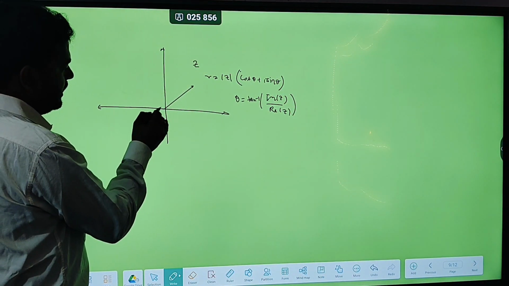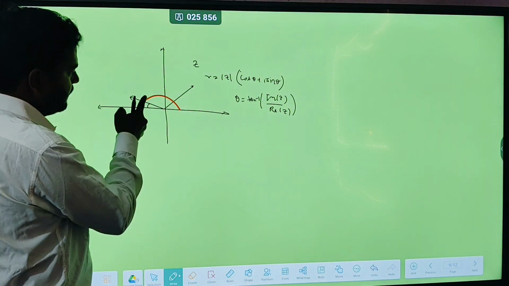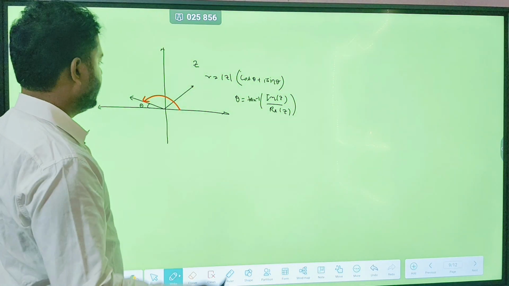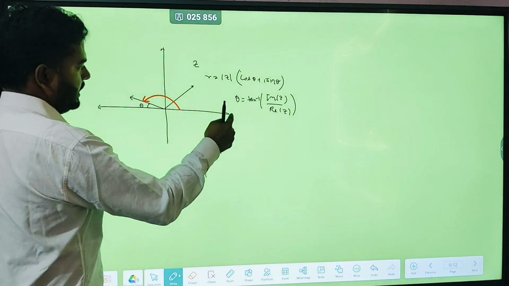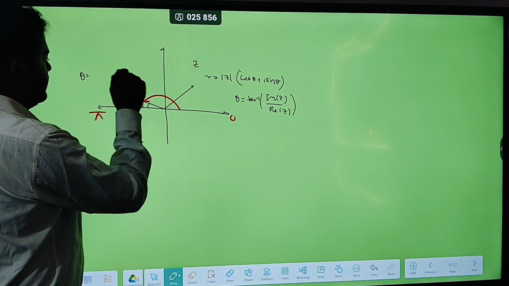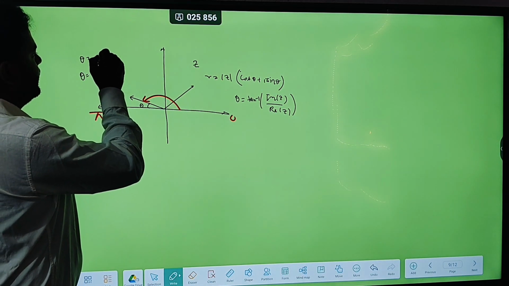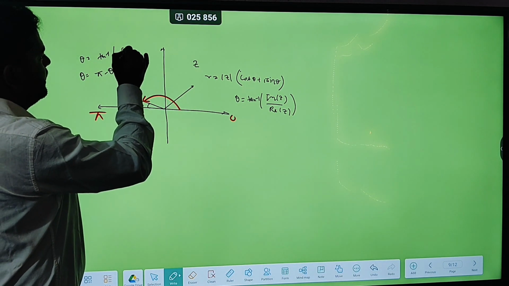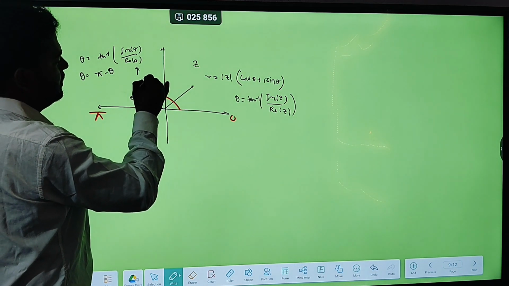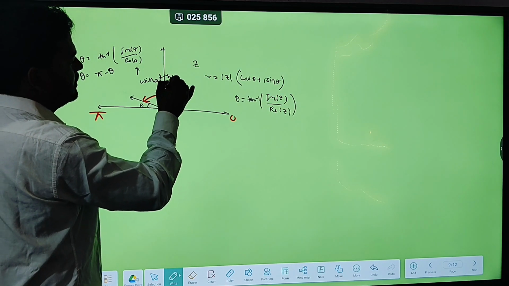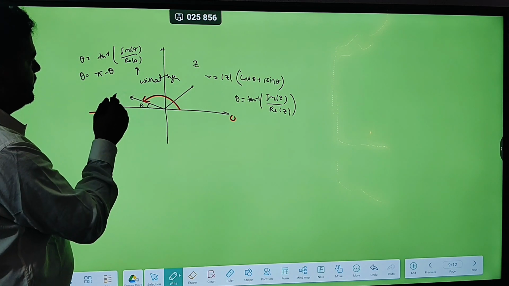But for the second quadrant, this will be theta, but our argument will be this actually. That's our argument, right? Here we have 0 and here we have pi, so it's pi minus theta, where theta is just tan inverse of the imaginary part of z by the real part of z, without sign, don't take the sign. So we get the argument as pi minus theta.